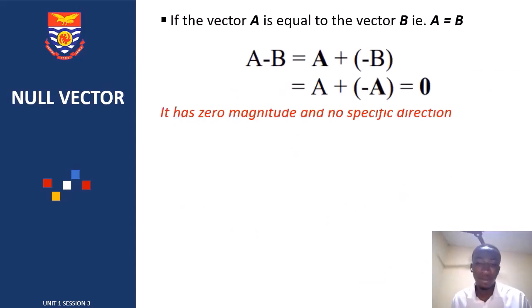What is a null vector? A null vector is a vector that has 0 magnitude and no direction. So in case we have vector A equal to vector B and we say vector A is minus B, then we can represent B with A, because you know that A is already equal to B. After doing the presentation, when you subtract the 2, we are going to get 0. So here we have a null vector.